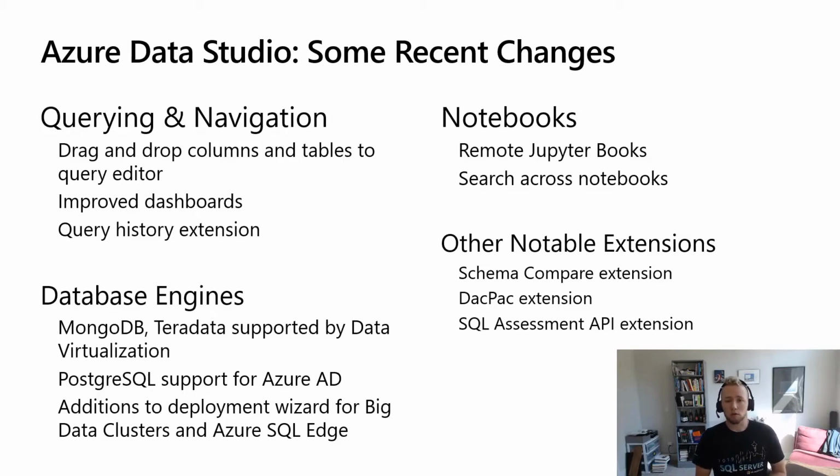The PostgreSQL support covers Azure AD, so it's a really full experience if you're a PostgreSQL developer as well. The deployment wizard now covers big data clusters and Azure SQL Edge, so if you're exploring those spaces, that's a great place to start. Notebooks have added support for remote Jupyter books being pulled directly from GitHub. And then if you have notebooks open, could be hundreds of them, there's a search capability that allows you to search across all of those notebooks.